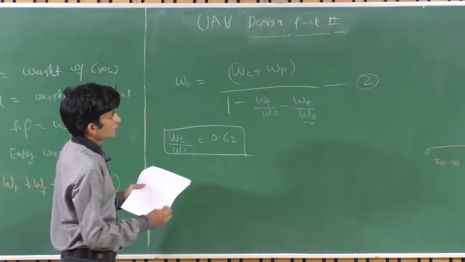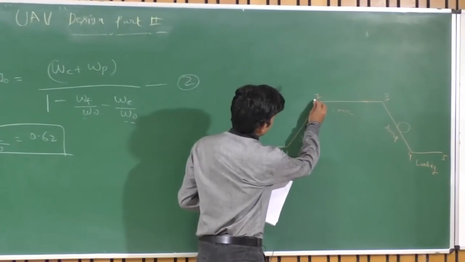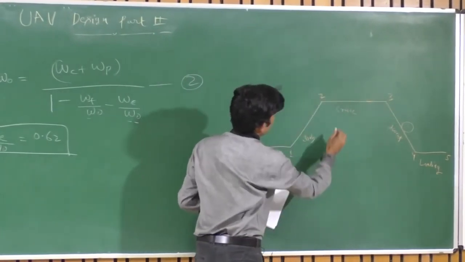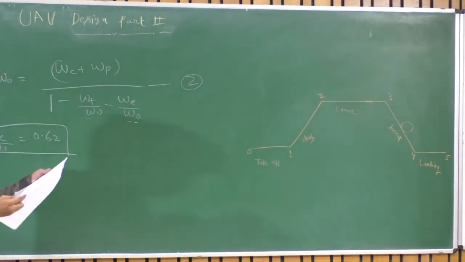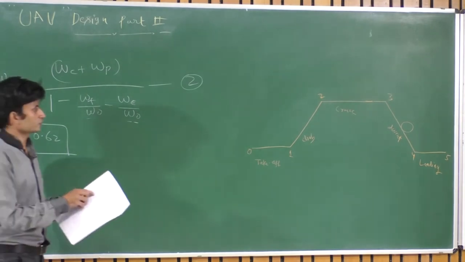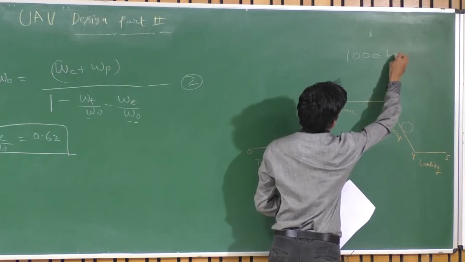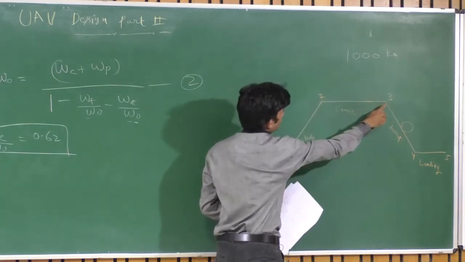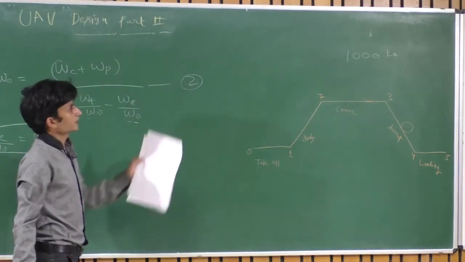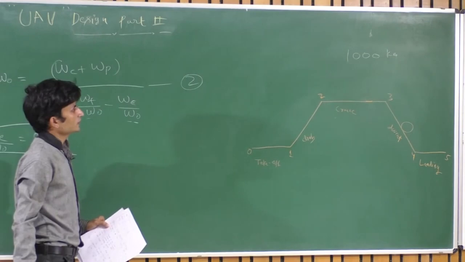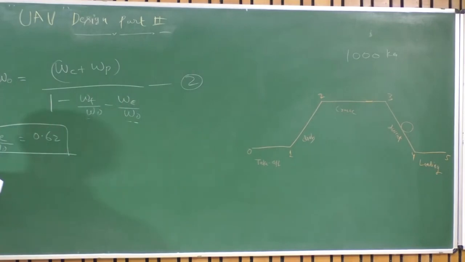Okay. You can notice that your aircraft is cruising from 2 to 3 and you also have the range requirement. The range requirement is what? Its maximum range should be 1000 km, right? So 1000 km you have as range. So based on this range data, you can find out the weight fraction from here to here. How will you find out?